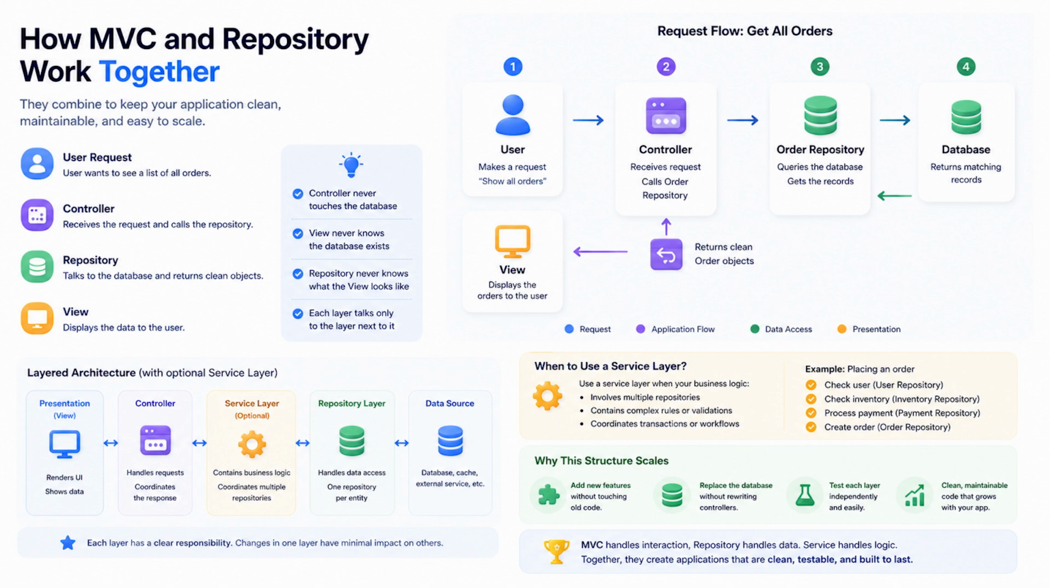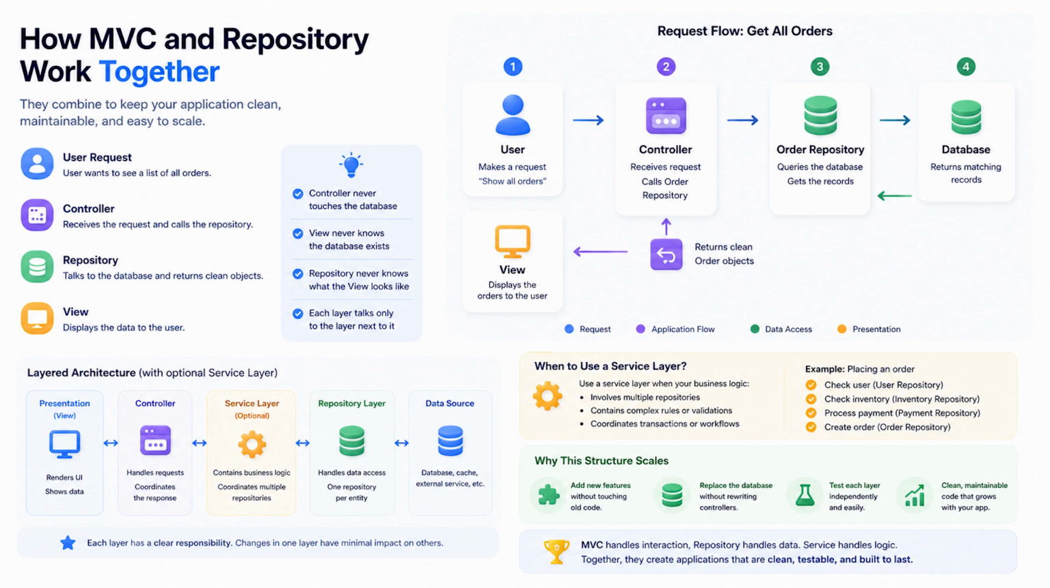The view displays them. Notice that the controller never touched the database directly. The view never knew the database existed. The repository never knew what the view looked like. Each layer talks only to the layer next to it. This is sometimes called a layered architecture.